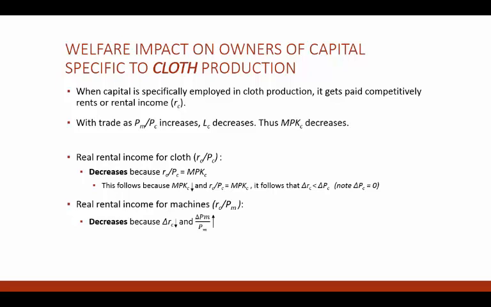Finally, what is the impact of trade on the owners of capital that is specific to the cloth industry in the United States? By analogous reasoning, because the number of workers in the cloth industry has fallen as a result of trade, the marginal product of capital in cloth production falls. Real rental income for cloth, RC over PC, falls since this defines the marginal product of capital in the cloth industry. Real rental income for machines, RC over PM, also falls because the return to capital used in cloth, RC, has fallen and the price of machines, PM, has increased.